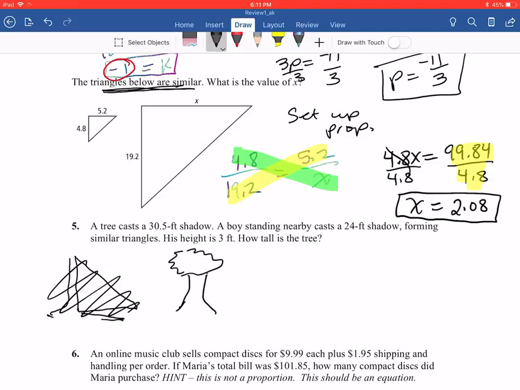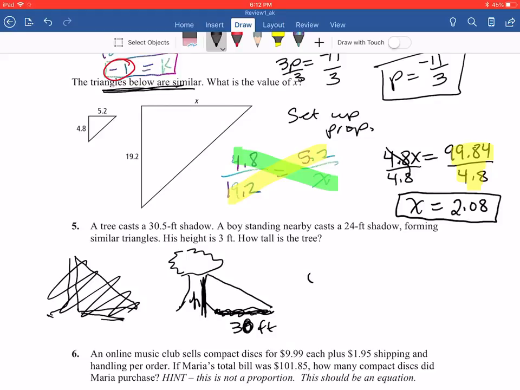This is my tree. All right, and the tree casts a shadow. So this is my shadow. If I look at my shadow, it's right here. And the shadow is going to be 30 feet long. 30 feet here. And this makes a triangle, the height of the tree. So this is h.